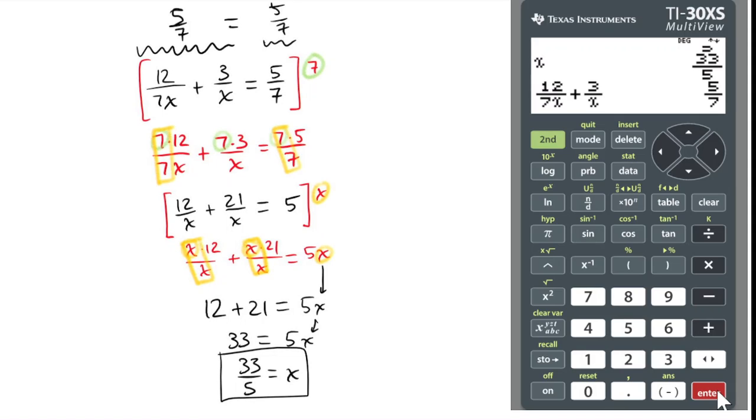So definitely when x is 33/5, both sides of that equation become 5/7. So that's another quick look at this idea of busting up fractions, fraction busters.